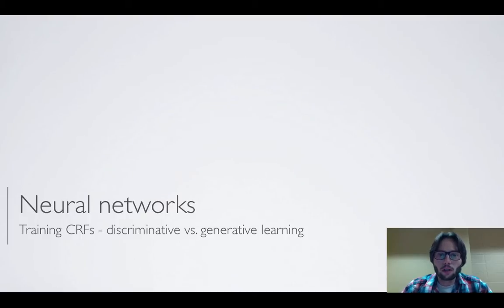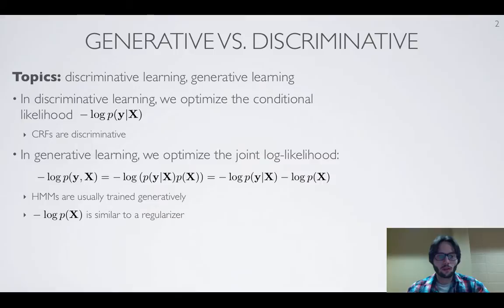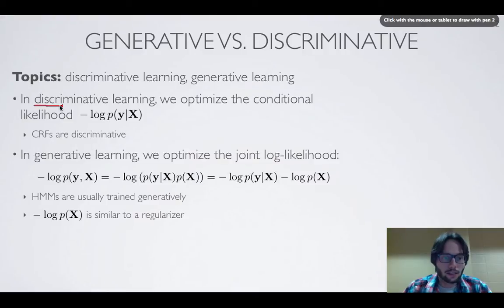In this video, we'll discuss and contrast two different types of learning, discriminative and generative learning. We'll say that a learning algorithm corresponds to a discriminative learning algorithm if it's trying to optimize a conditional likelihood. That is, if it's trying to optimize a loss function, which looks at minus the log of the probability of the true target given x.